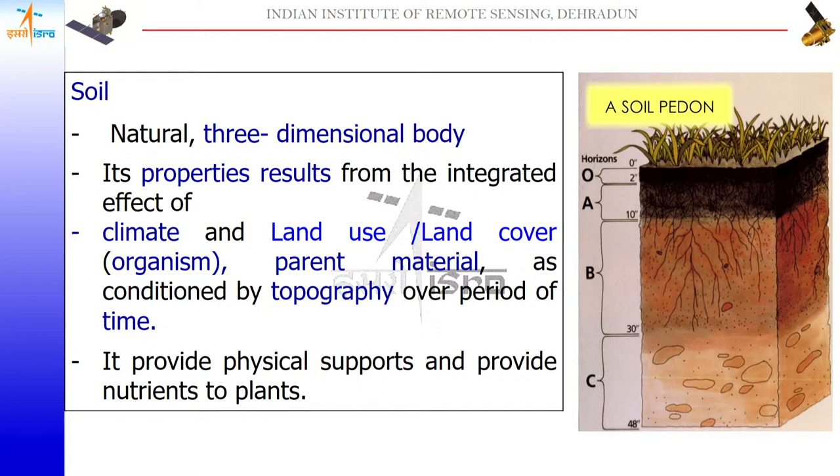We also call it the pedogenic process, and the process is governed by soil forming factors: climate, land use, land cover, parent material, and topography over a period of time. In general, for the agriculturist, soil is meant for crops; it provides the physical support and provides nutrients to the plant for its proper growth.